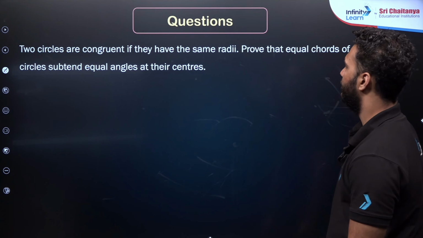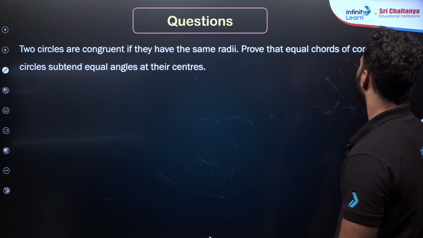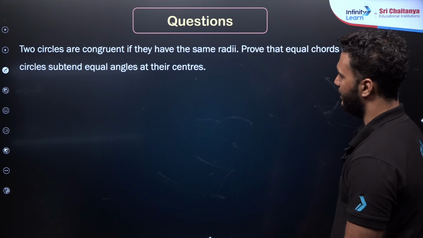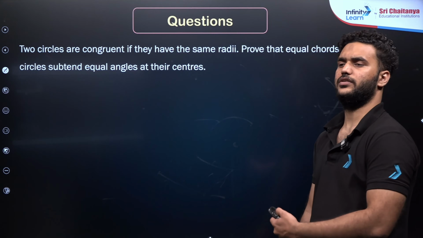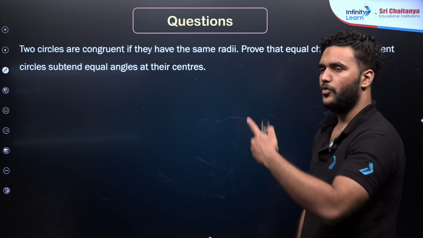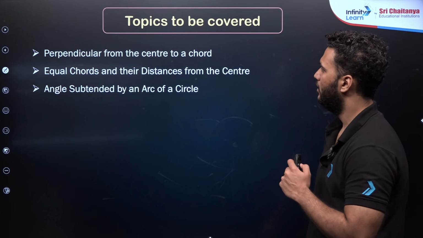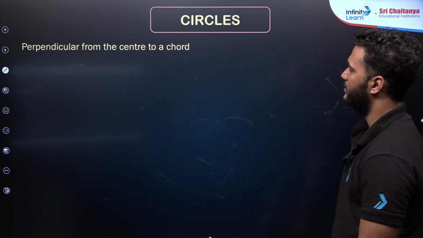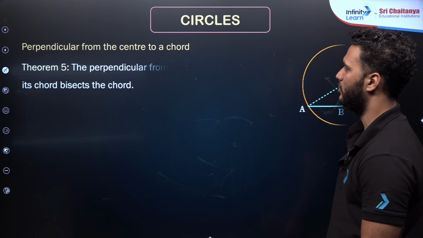Two circles are congruent if they have the same radii. Prove that equal chords of congruent circles subtend equal angles. We just have proved it using SAS or SSS. We have proved both theorems. Now let's talk about the next one, the perpendicular from the center on the chord.